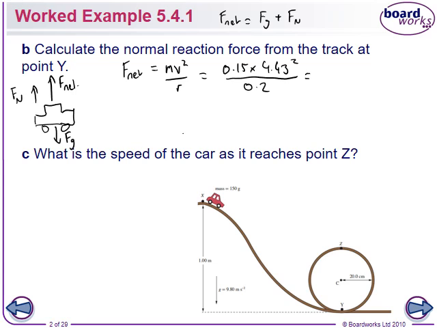I did this earlier. Is that right? 14.7? Did you find out? 0.15 times 4.43 squared divided by 0.2. Yep, 14.7. Okay, so our Fnet is 14.7 newtons.